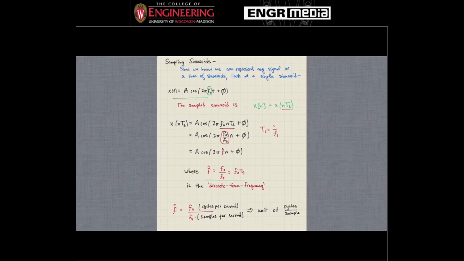f hat tells us the number, in between 2 points, the number of cycles of the sinusoid that we actually have. So we would think f hat should be, if we're sampling a lot, f hat should be small, right? We'd have a small number of cycles of the sinusoid in between 2 sampling points. And that's indeed the case.